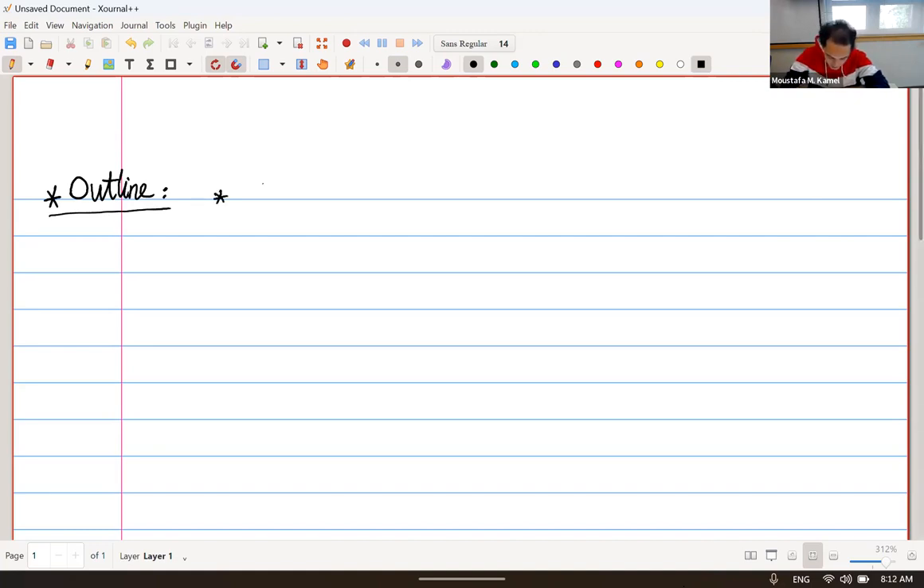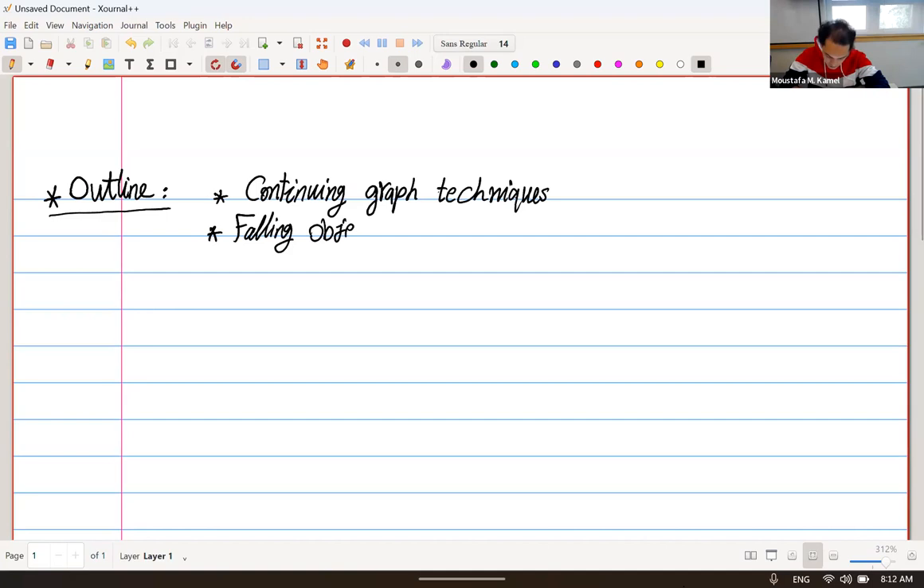So, continuing. Graph techniques. And then falling objects. This is the rest of section 2.8 in the book. And this is section 2.7 in the book.